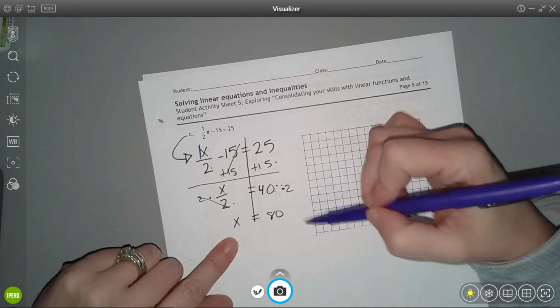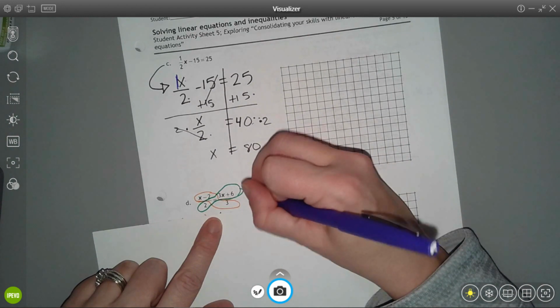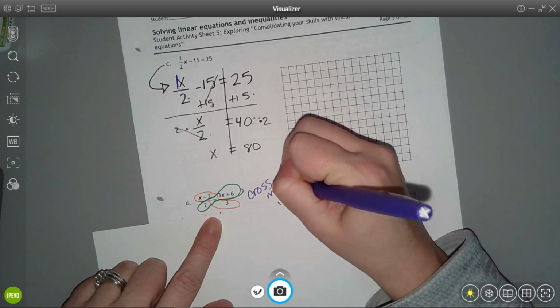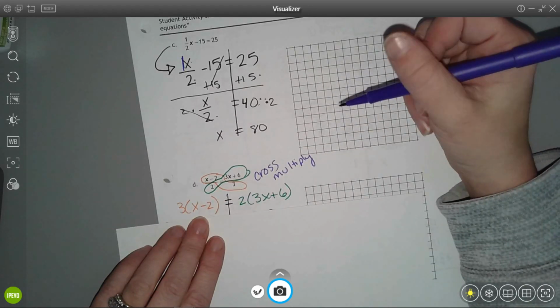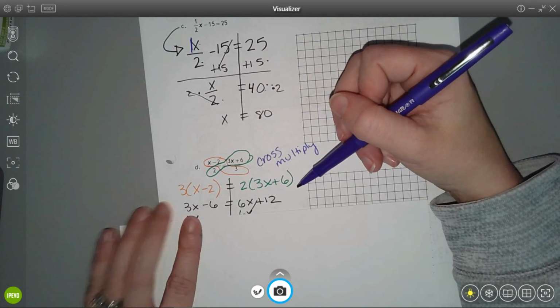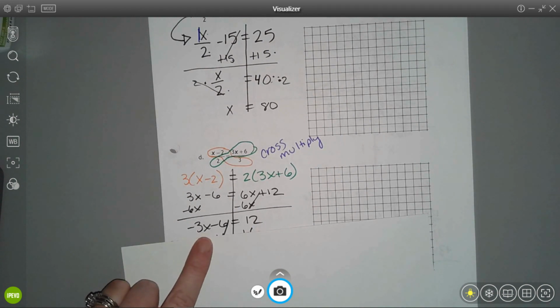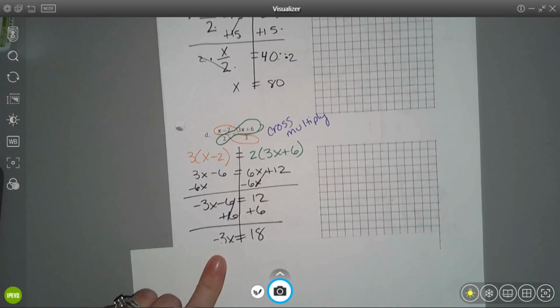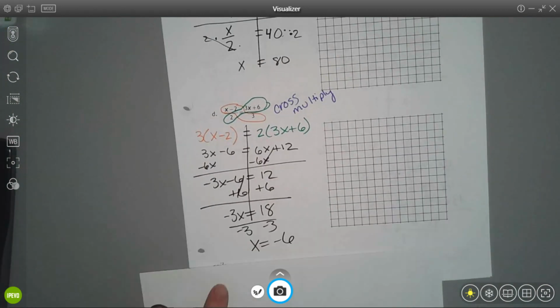Down here, remember, this is a proportion, cross multiply. So with that, I get 3 times x minus 2 and 2 times 3x plus 6. After I distribute that, I have 3x minus 6 and 6x plus 12. I'm going to subtract my 6x on both sides, and I get -3x minus 6 equals 12. Add 6 to both sides. -3x equals 18. And then divide both sides by -3 and get that x equals -6.